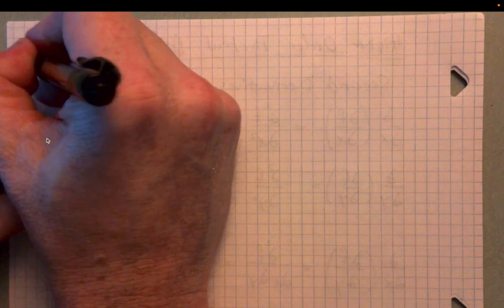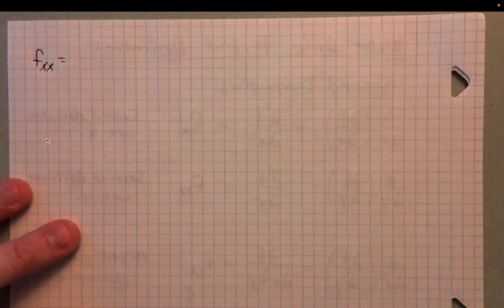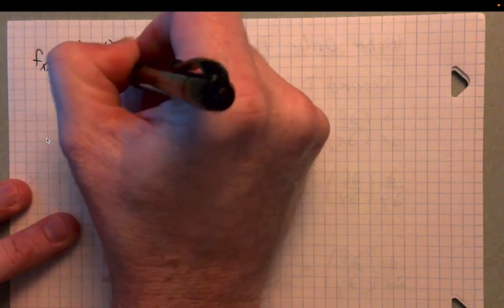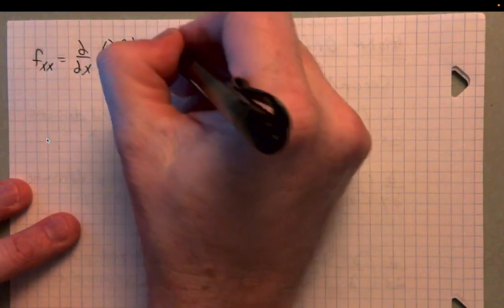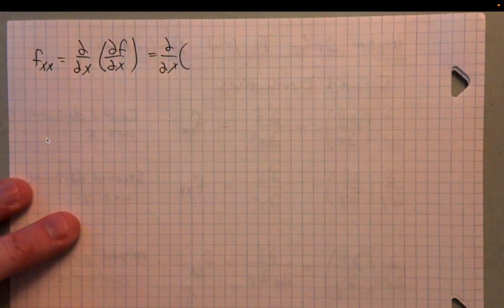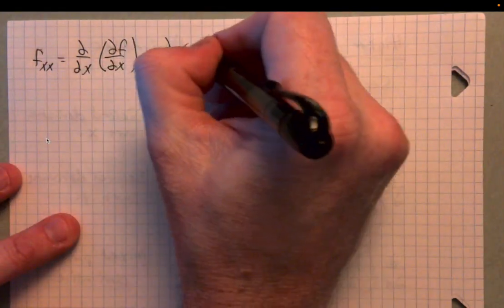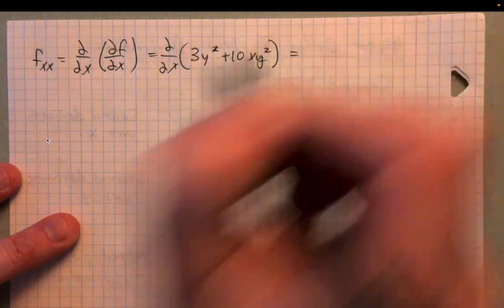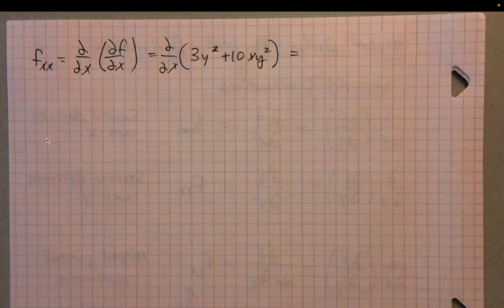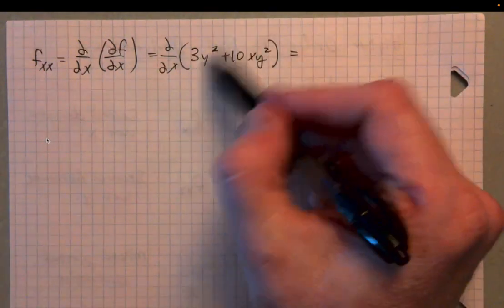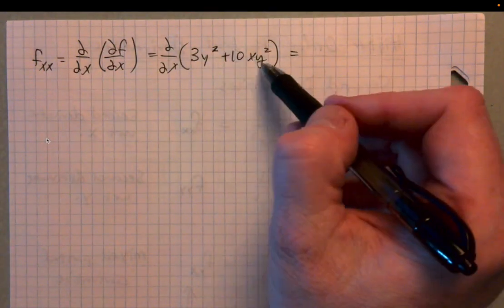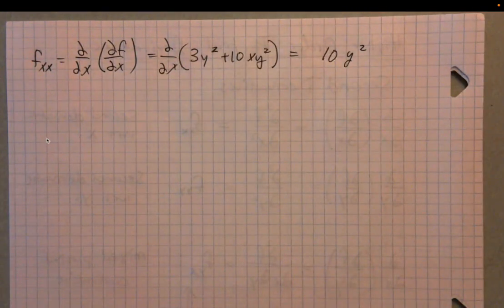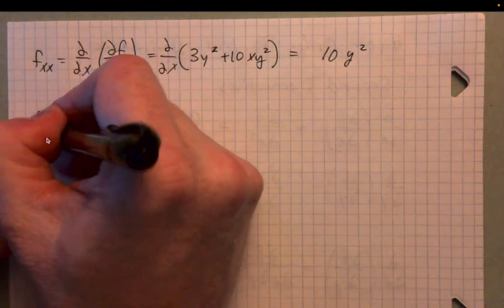So fxx is where we'll start. This is going to be del x of del f del x. And so that's del x of whatever we got for this in the previous example, and what we saw was 3y squared plus 10xy squared. And we can differentiate that with respect to x. Again, this is a constant, and this one is 10y squared times x, so this would just be 10y squared.